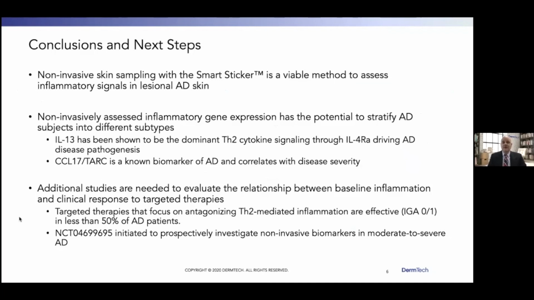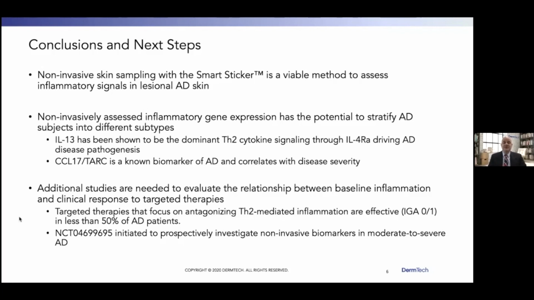In conclusion, overall, we demonstrate that the non-invasive skin sampling with the SMART sticker is a viable method to assess inflammatory signals in lesional atopic dermatitis skin. Additionally, we demonstrate that non-invasively assessed inflammatory gene expression has the ability to stratify atopic dermatitis patients into different subtypes. Specifically, IL-13 is known to signal through a combination of the IL-4 receptor alpha and IL-13 receptor alpha-1 heterodimer. What it does demonstrate to us is that there's a strong correlation between the elevation of IL-13 as the dominant signaling cytokine through that receptor and specific disease response to particular Th2 targeting agents.